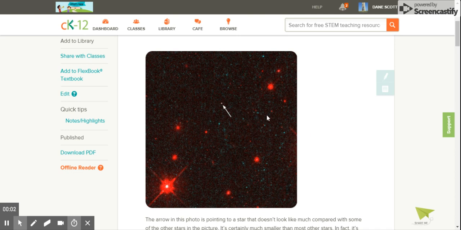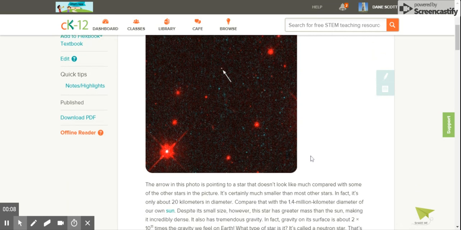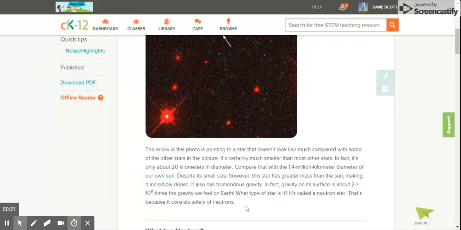The arrow in this photo is pointing to a star that doesn't look like much compared with some of the other stars in the picture. It's certainly much smaller than most other stars. In fact, it's only about 20 kilometers in diameter. Compare that with the 1.4 million kilometer diameter of our own Sun. Despite its small size, however, this star has greater mass than the Sun, making it incredibly dense.